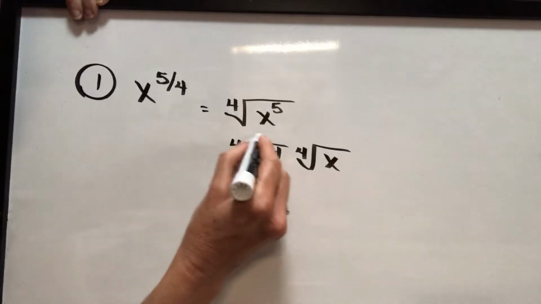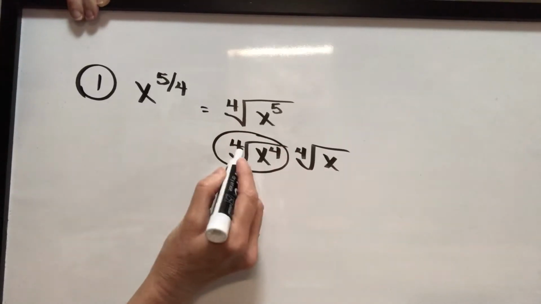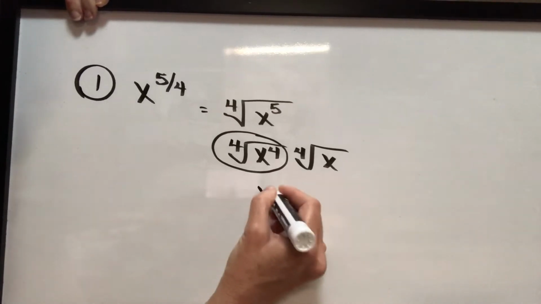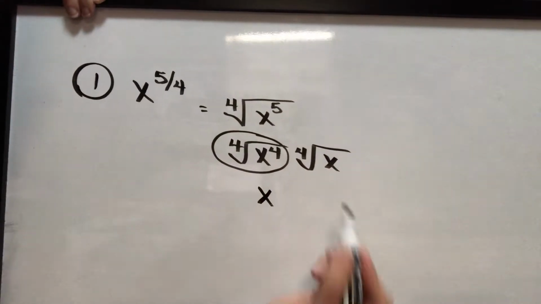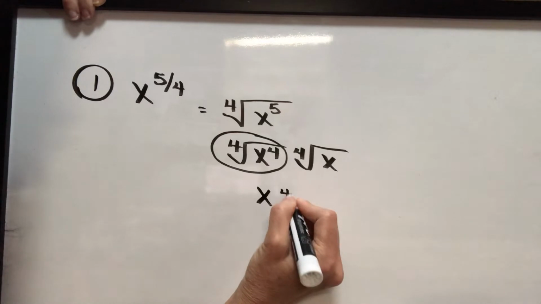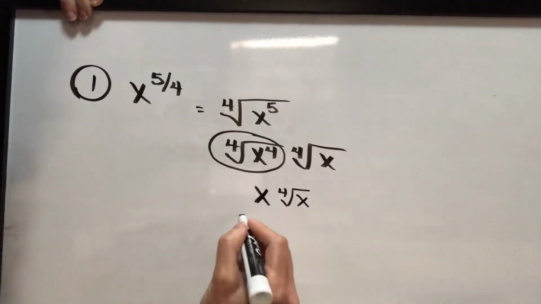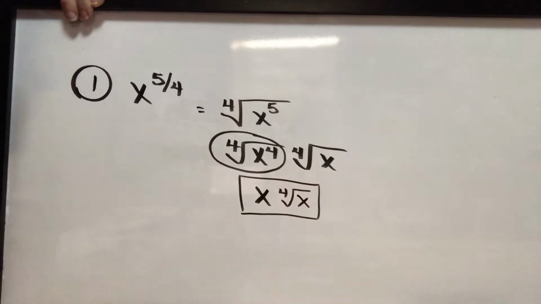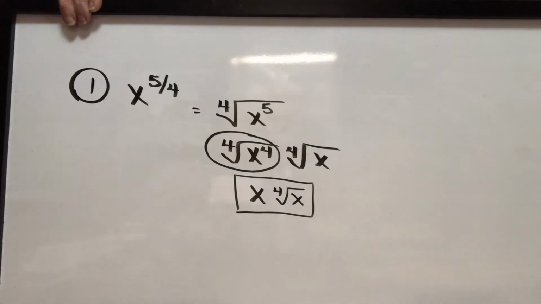Okay, then this one is perfect because you can divide 4 by 4 and get 1. So that would just be x. You don't need to write the 1. And then this one is not perfect, so you would write it as 4th root of x. So your answer for number 1 is x times the 4th root of x.